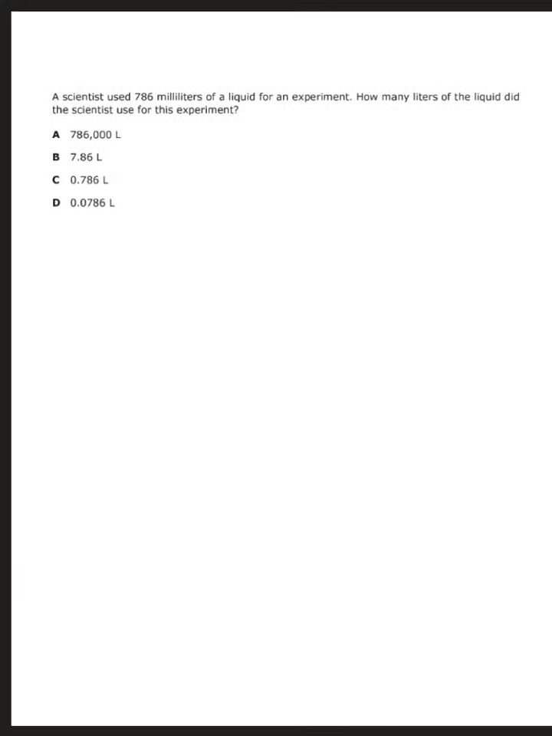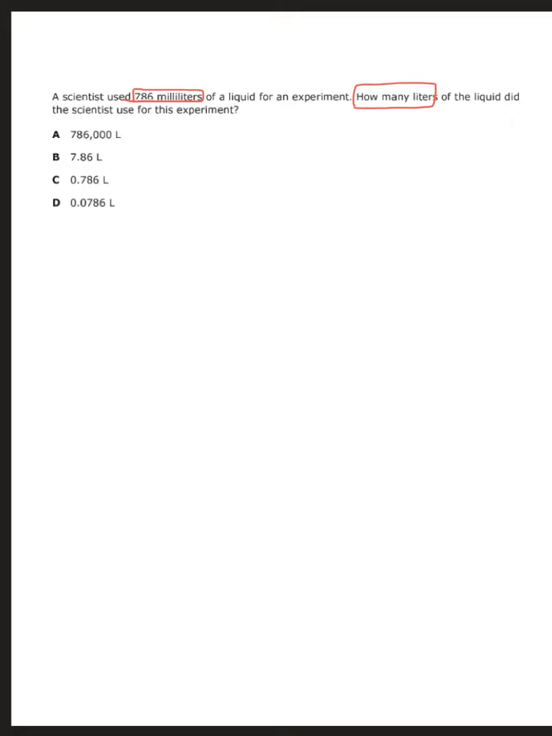So first of all, a scientist used 786 milliliters of a liquid for an experiment. How many liters of the liquid did the scientist use for this experiment? So the scientist started out using 786 milliliters. And they want to know how many liters did the scientist use for this experiment.